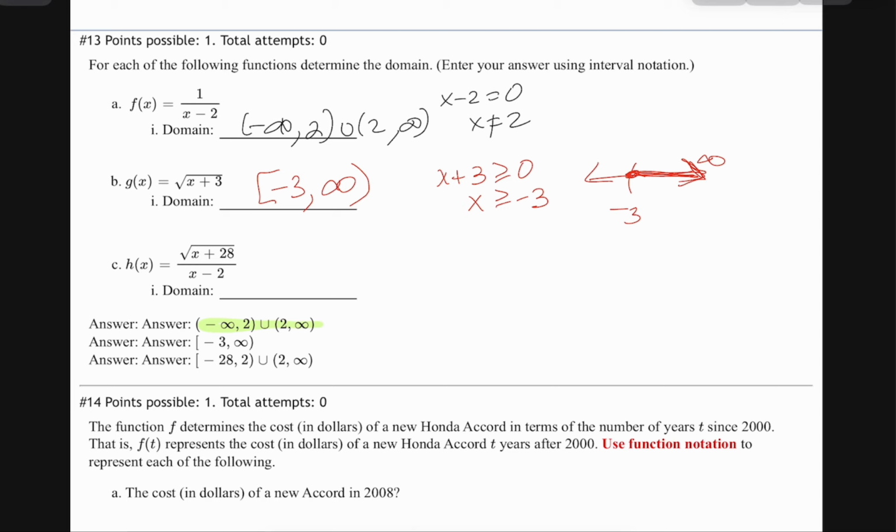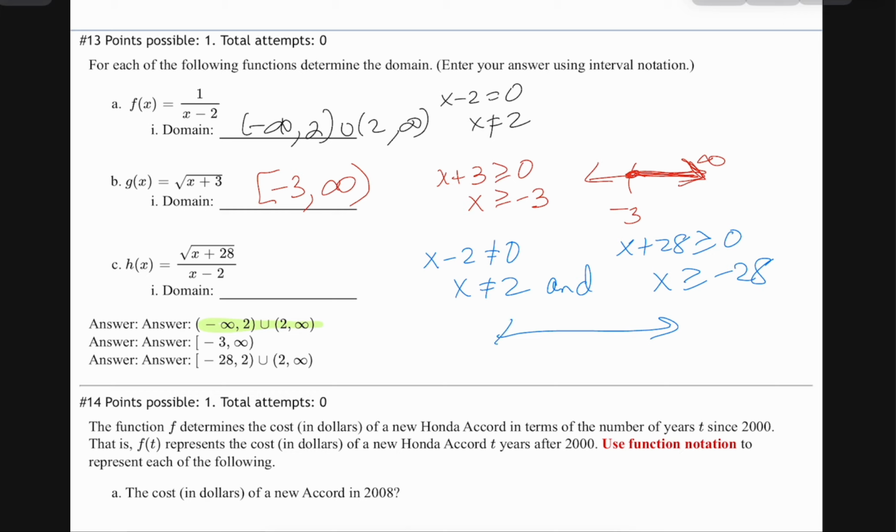Now, C is a combination of those things. Okay, so we're going to do both things separately. We know that the denominator, x minus 2, is not allowed to equal 0, so that's why we have to skip 2. See how they skipped 2? But we also know, so we're going to break the word and, that x plus 28 has to be greater than or equal to 0, so solve that. X has to be greater than or equal to negative 28.